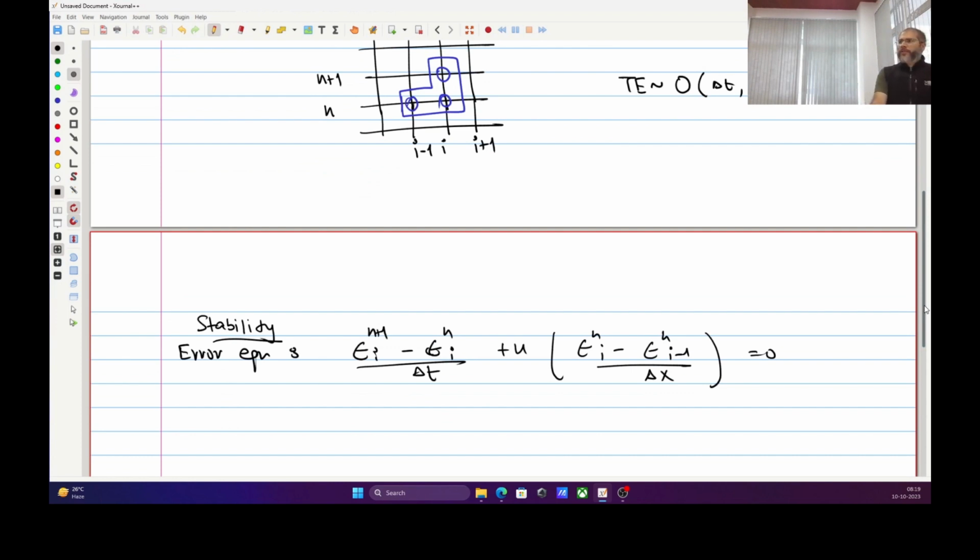So we can write the error as a Fourier series, and we check for an arbitrary Fourier term. We have to make sure that all the Fourier terms in the Fourier series should be stable, or should be bounded. So what we do is we take the kth wave, and we write epsilon n i as e to the power of jk delta x i.